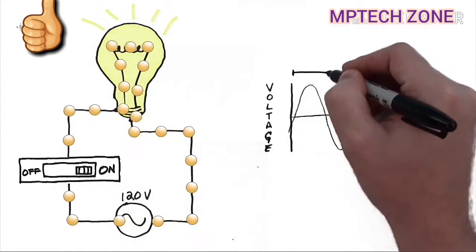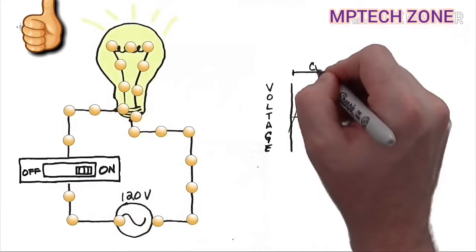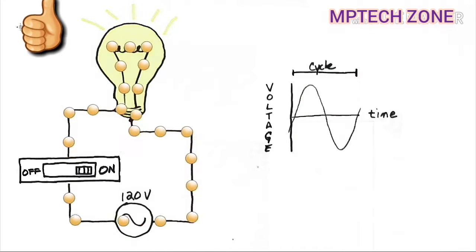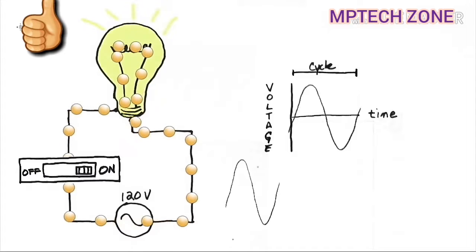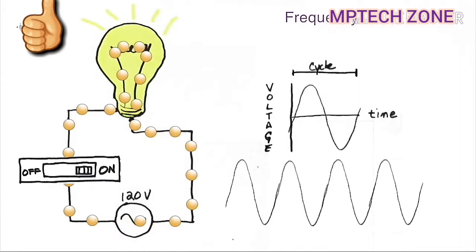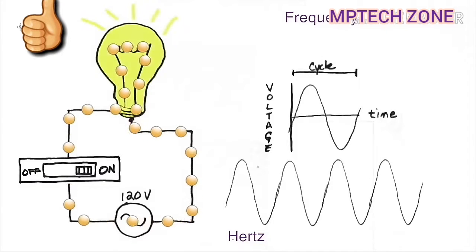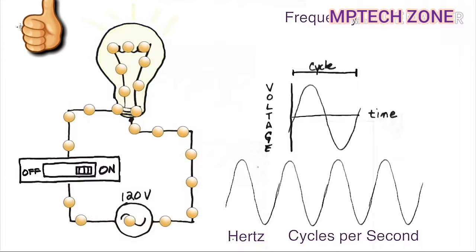Okay, we need to define a couple of things. First is, the change from start to finish is called a cycle. The rate at which the cycle repeats is frequency. Now, frequency is measured using the unit hertz, which means cycles per second.